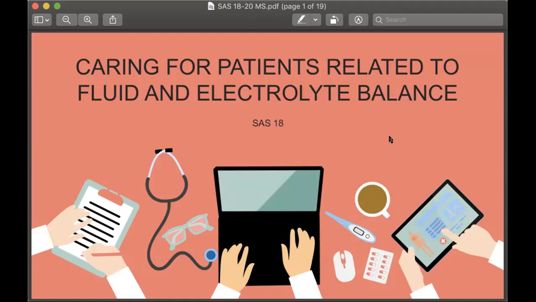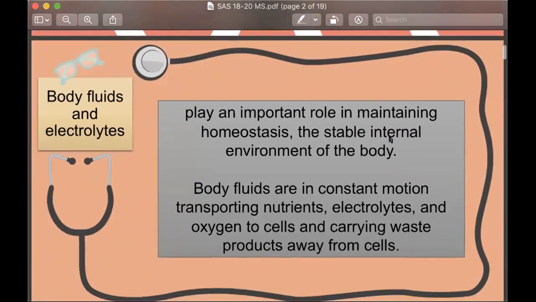Today we're going to talk about caring for patients related to fluid and electrolyte balance. And this is the first session for your concept in FNE. Actually, this is all about the foundations of FNE, so we should have a good foundation in order for us to properly understand the concept. Okay? So let's start here.